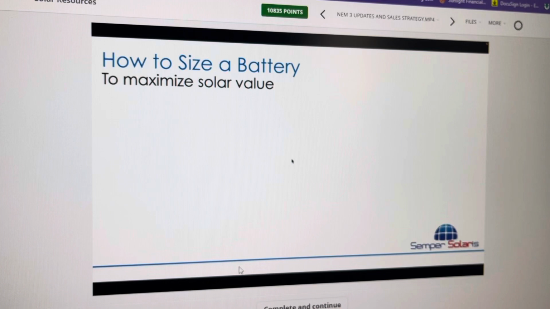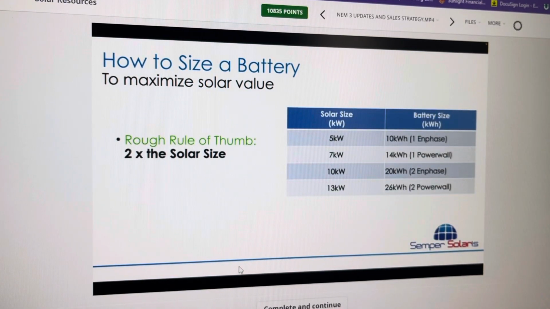Now, how do we size a battery? This is crucial. Here's a very broad general rule of thumb. Take the solar system and multiply it times 2. So if you've got a little 5 kilowatt system, times 2, you need a 10 kilowatt hour battery or one N-phase battery. If you've got a 7K system, you really need about a 14 kilowatt hour battery, and the Powerwall is 13.5. 10K, you need 20 kilowatt hours. 13K, you need 26 kilowatt hours, or 2 Powerwalls.